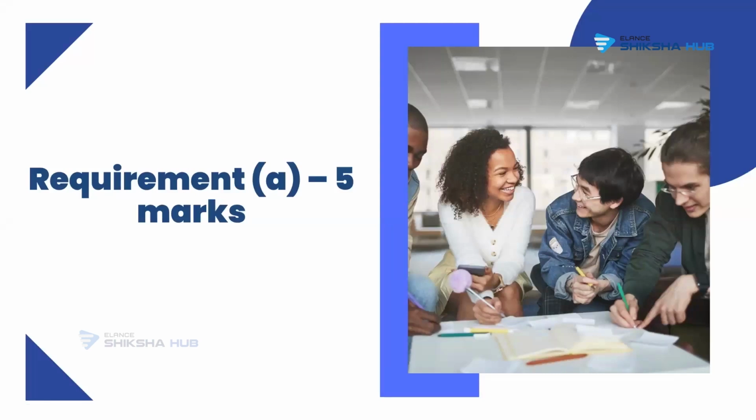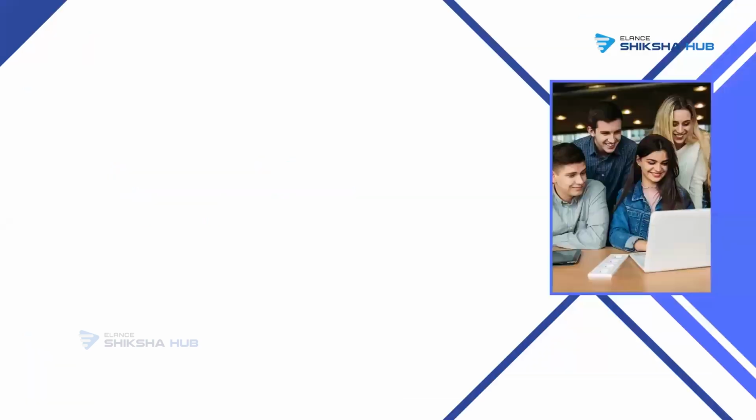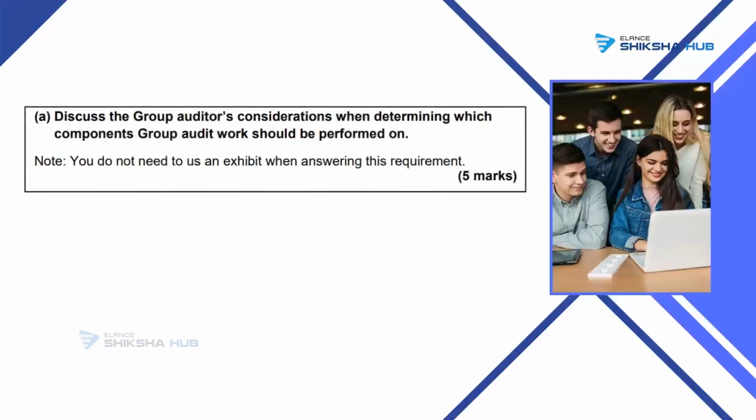There were 3 requirements, A, B, and C. So we will see each and every requirement in detail in order to understand where the students lagged and where we need to pay extra attention. Fine. Now, the first requirement was for 5 marks. Discuss the group auditor's considerations when determining which components group audit work should be performed on.